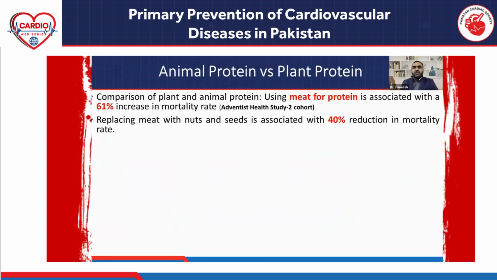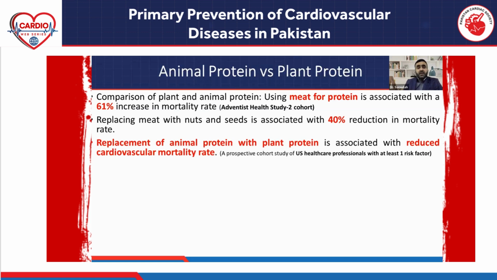A few more words about nutrition, because I think it's important, regarding animal protein versus plant protein. When you compare plant protein and animal protein, one study showed that using meat for protein is associated with a 61% increase in mortality rate. So if you take your proteins from meat, you increase your mortality by 61%. And if you replace meat with nuts and seeds, you reduce the mortality by 40%, and that's quite significant.